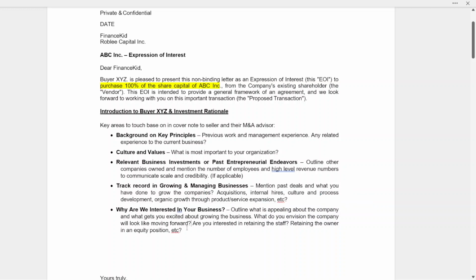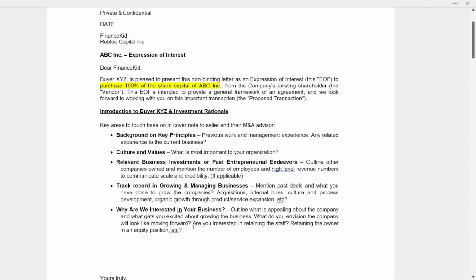What really attracts you to submit an offer? Is it the growth outlook? Is it the industry? Have you worked in the industry before? Really, are you interested in retaining the staff? How are you going to grow the business? Just some general comments on your outlook and your vision and your interest with regards to the company.